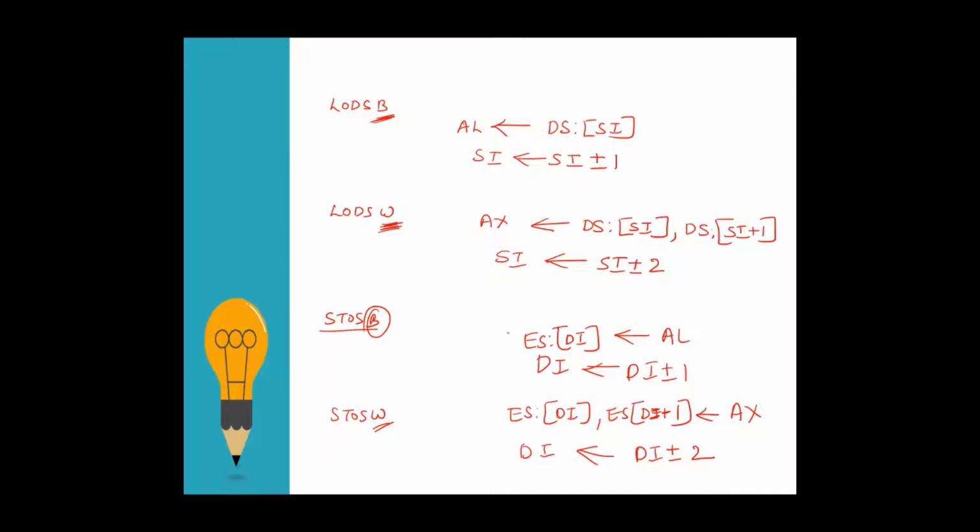Yes, ma'am. So loaders is just loading your data from the source to the accumulator, and storers is just storing your data from the accumulator to the extra segment, to your destination. And both have a word version and a byte version. Every string instruction has a word and byte version. Okay. That's the difference between movers and loaders and storers.